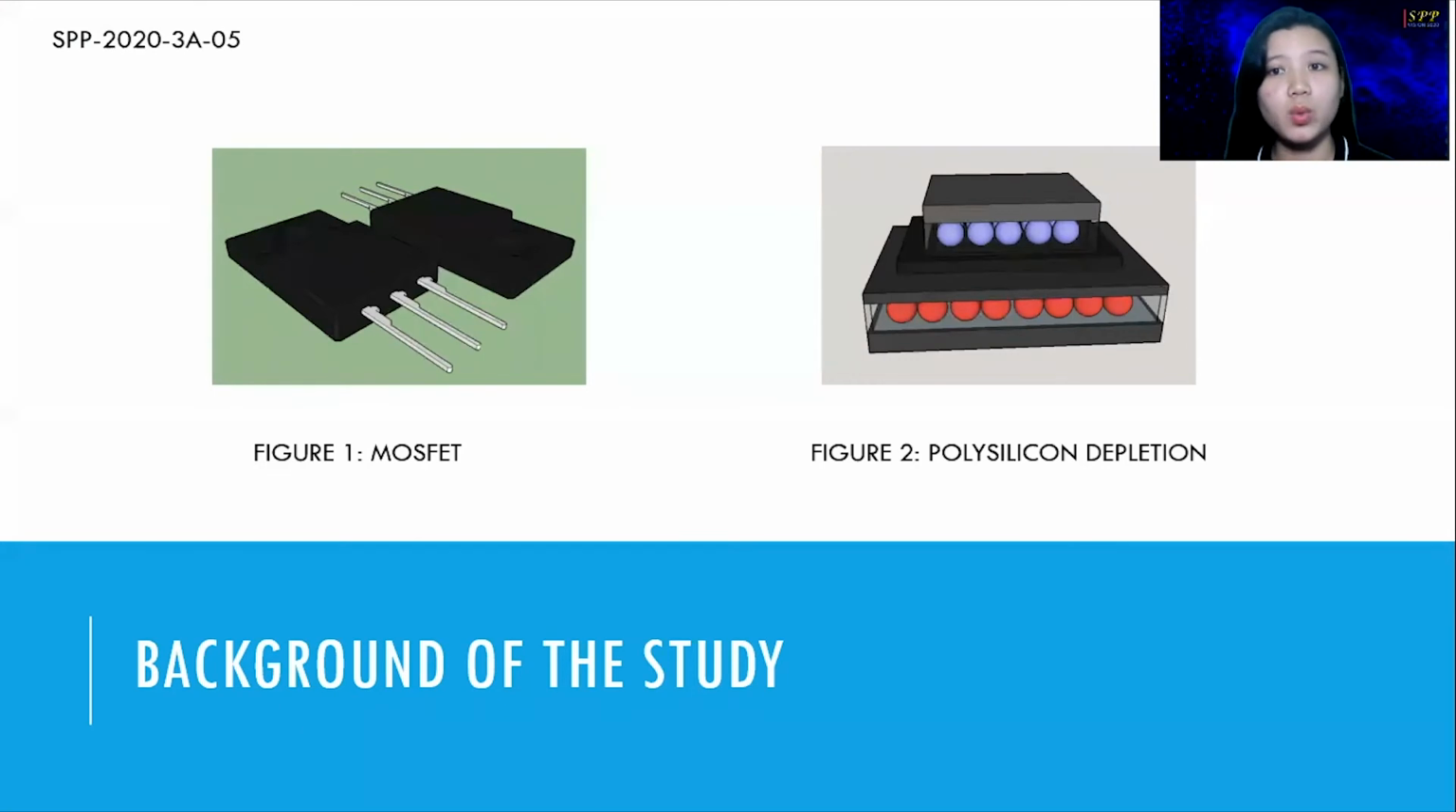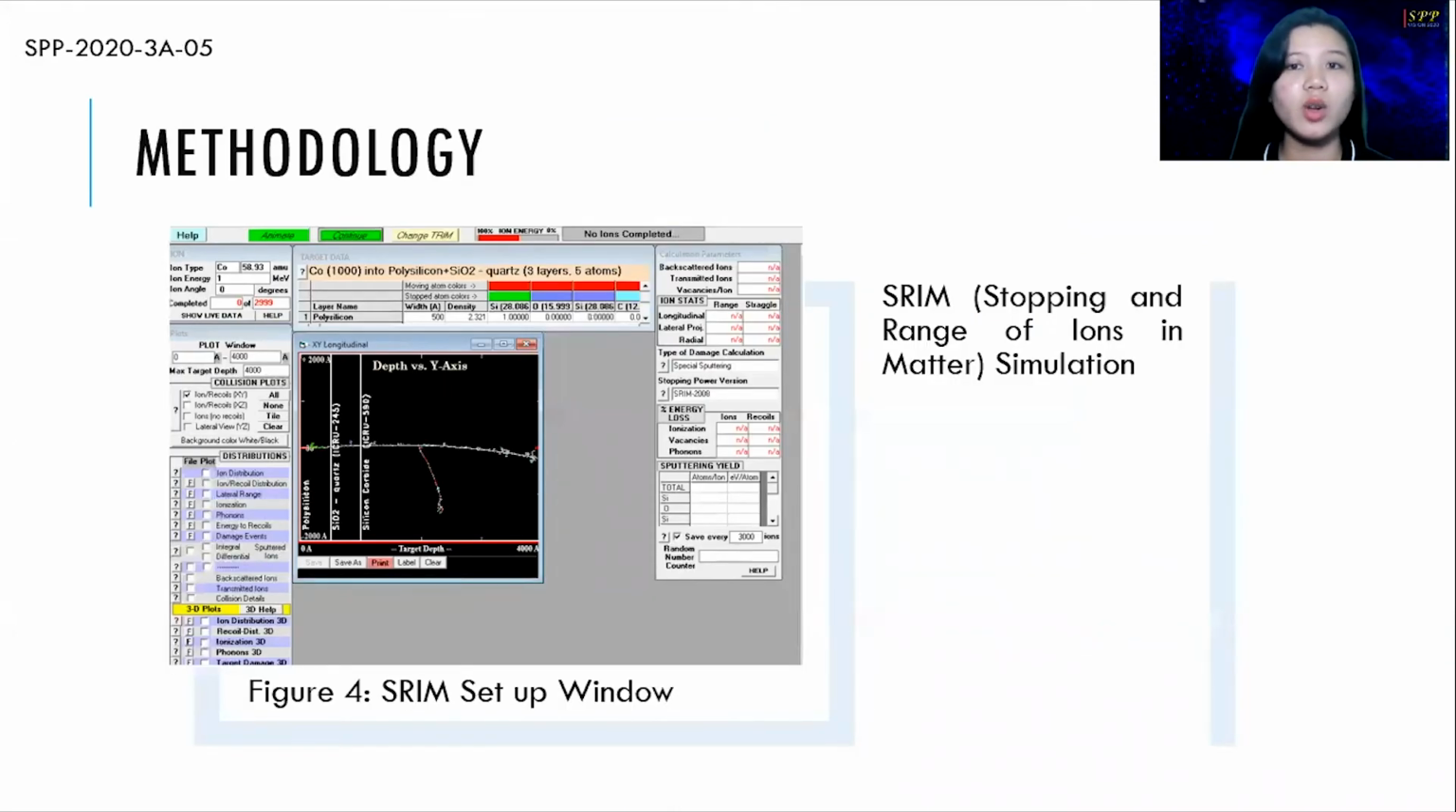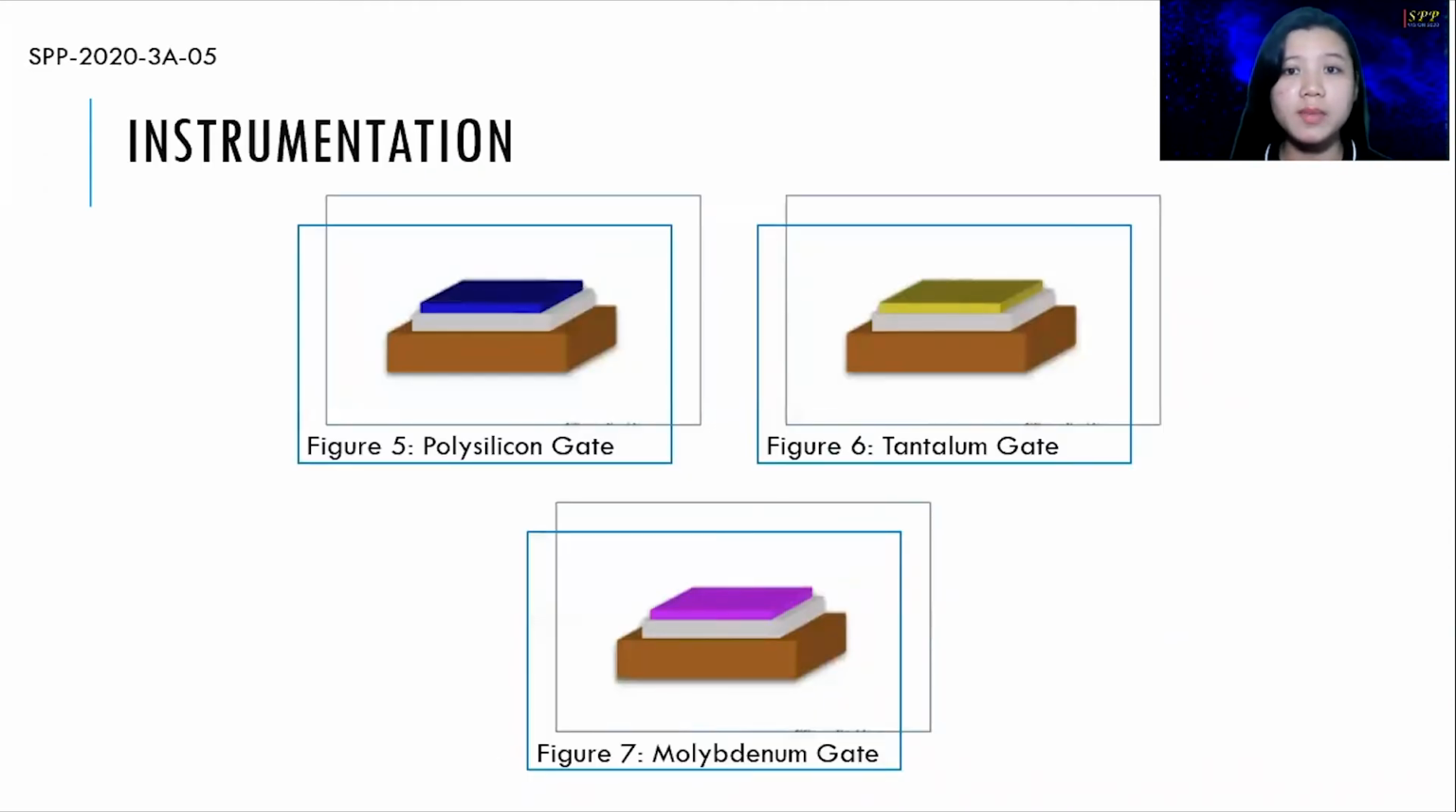In addressing this issue, we simulated refractory metals such as molybdenum and tantalum. In doing so, we utilized the Stopping and Range of Ions in Matter software in calculating the nuclear and electronic stopping to determine the energy loss of cobalt-60 and the damage induced to the material. So three types of gate were being simulated: the polysilicon, molybdenum, and tantalum. However, the polysilicon will only serve as basis in concluding which refractory metal between the two has a more efficient result that can be a replacement for the polysilicon gate.